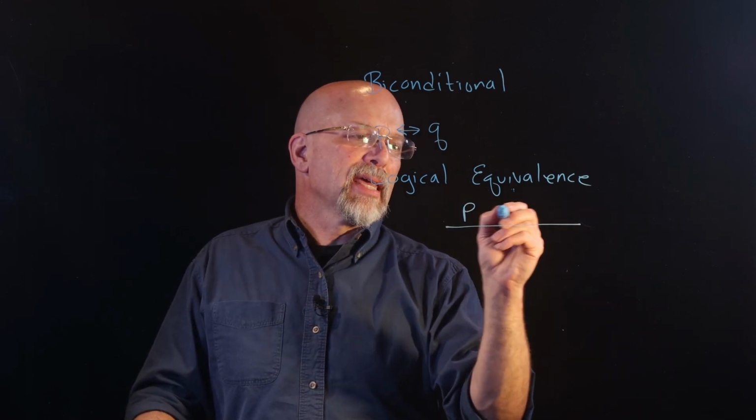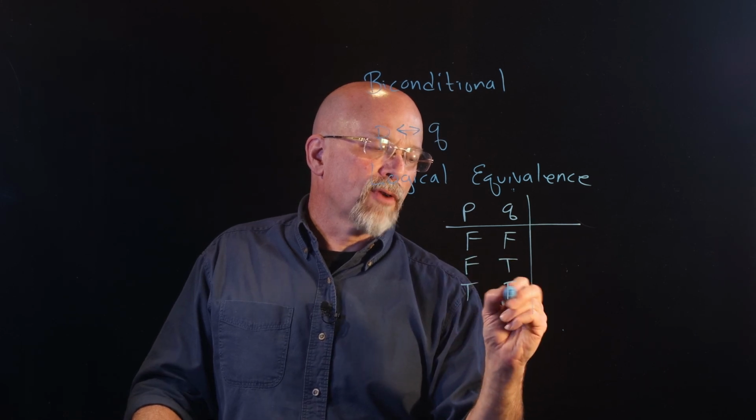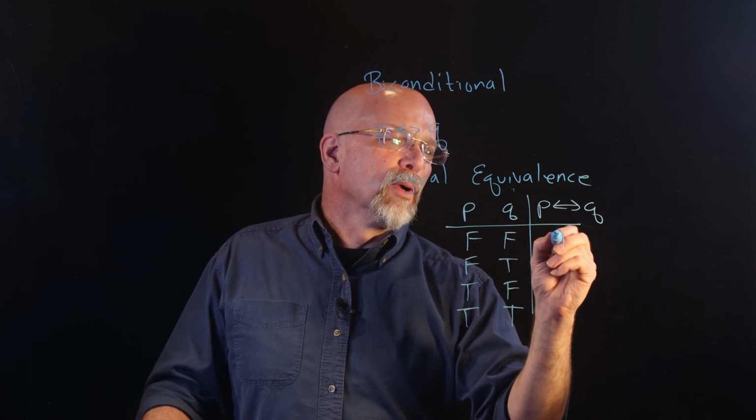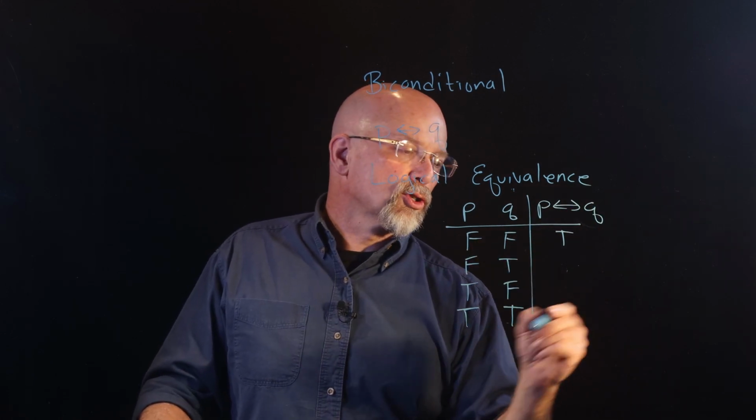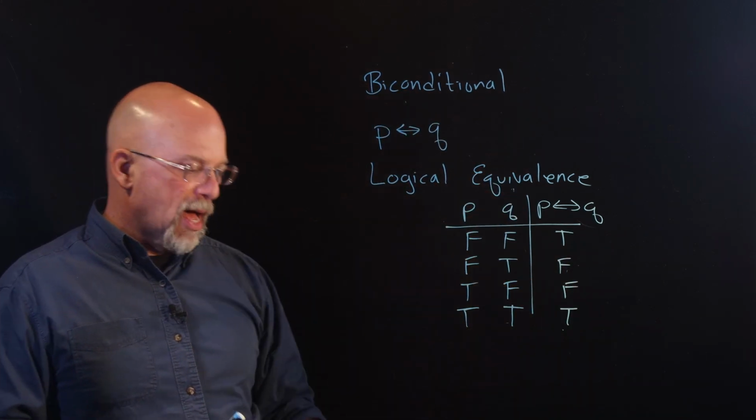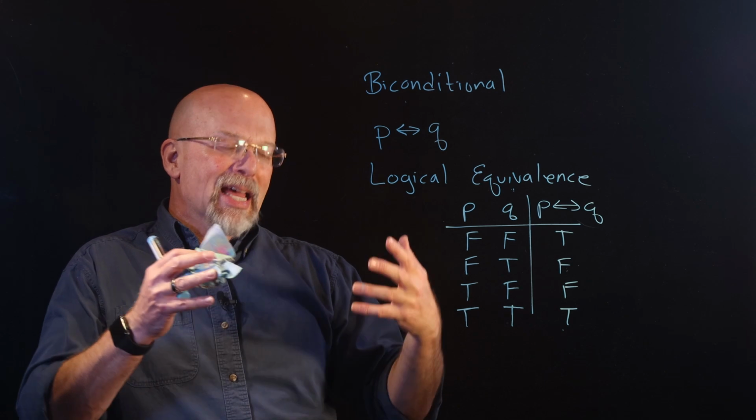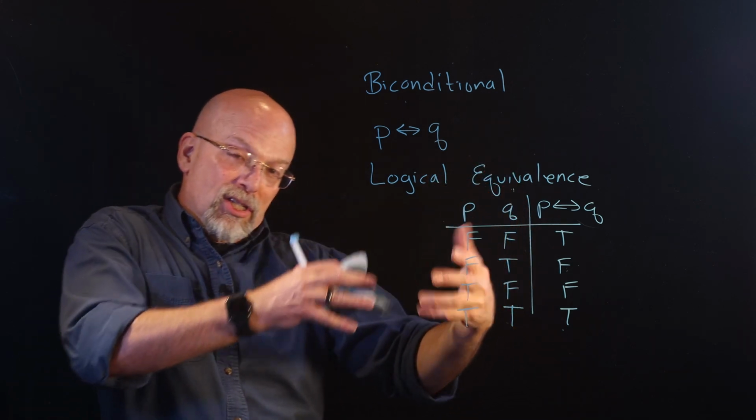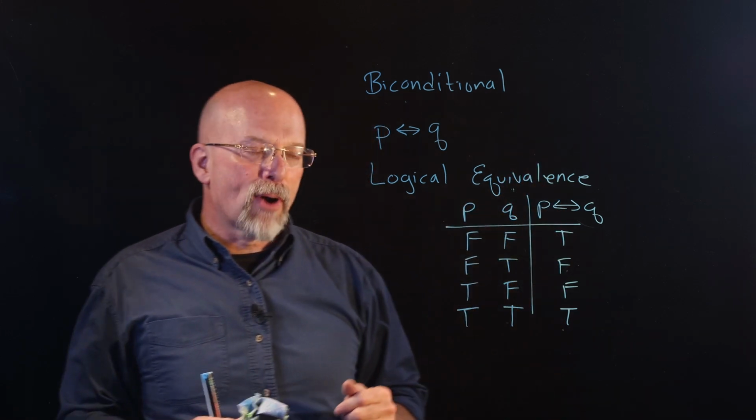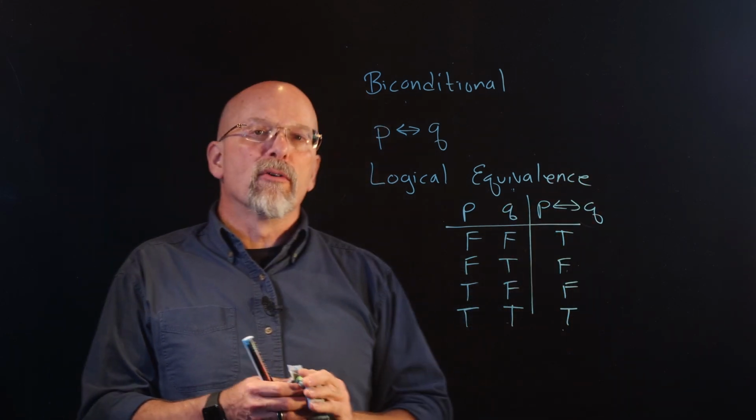So if I have P, Q, and I have my false, false, false, true, true, false, true, true, then the biconditional is true if they're equal, either false or true. Otherwise, if they're not equal, you get a false for that column. Now, the idea is that if you have a truth table and you've generated this column for a compound proposition P and generated another column for a compound proposition Q, if they are equal, then the biconditional is going to be true for every single case.